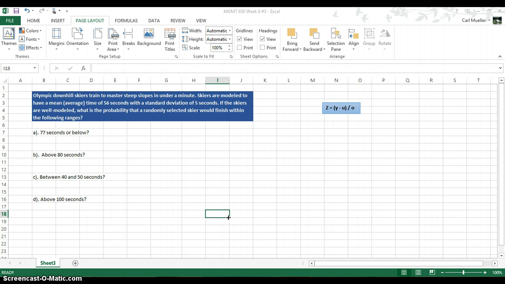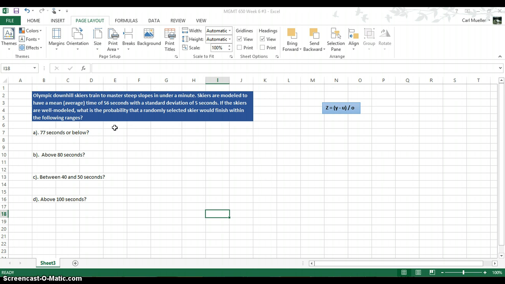So what we're going to do, a key equation throughout all of this is right over here, our z-score, which equals y minus mu, or what you would call our mean, divided by sigma, or standard deviation. And our y in this case, in all of our examples, the way this is phrased, the y are these values right here, the ranges or values that we're trying to figure out if a randomly selected skier would have a time above or below or within a certain range. Standard deviation, 5 seconds. That value, mu, is our mean, and we already know that it's 56 seconds.